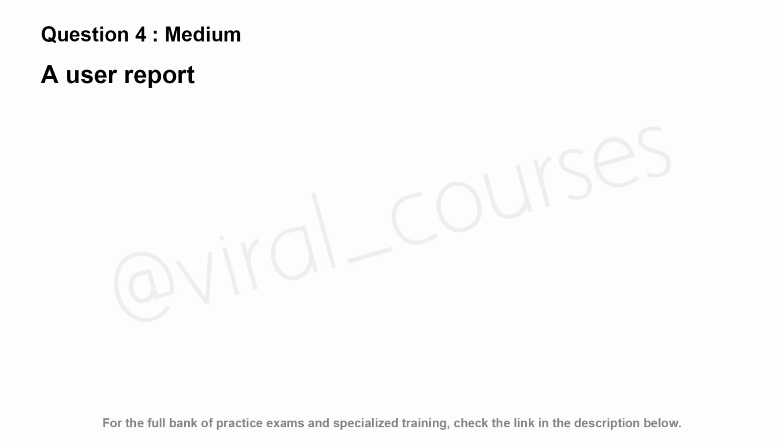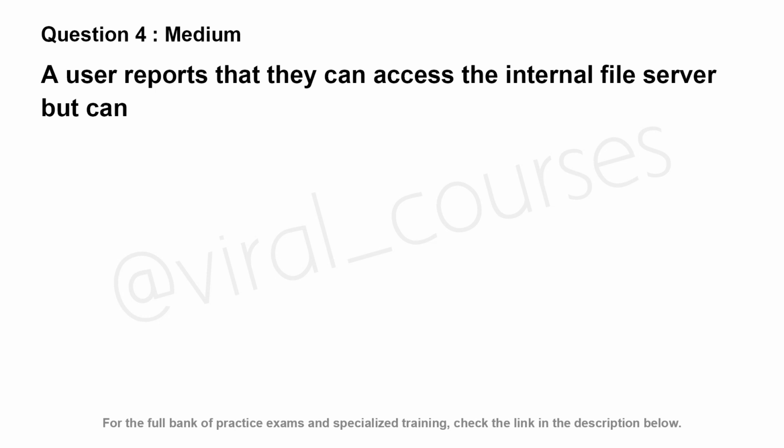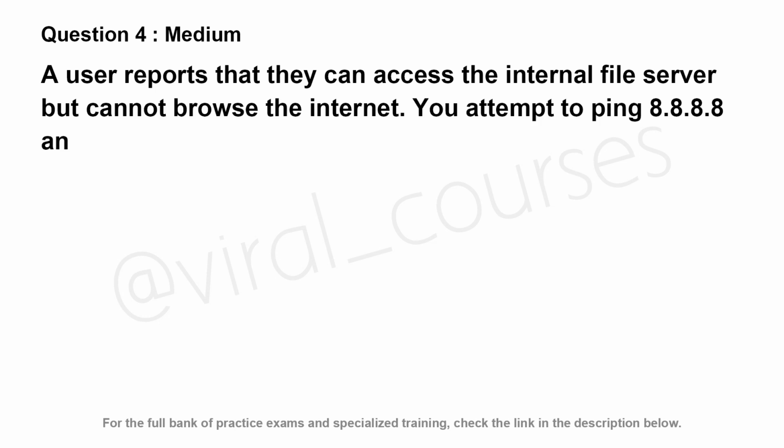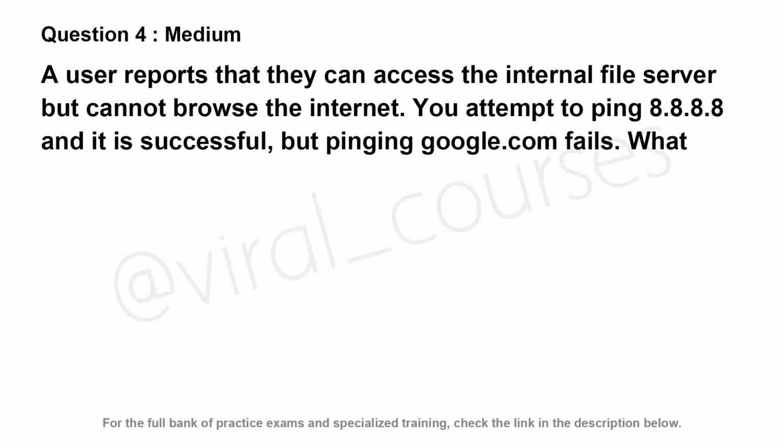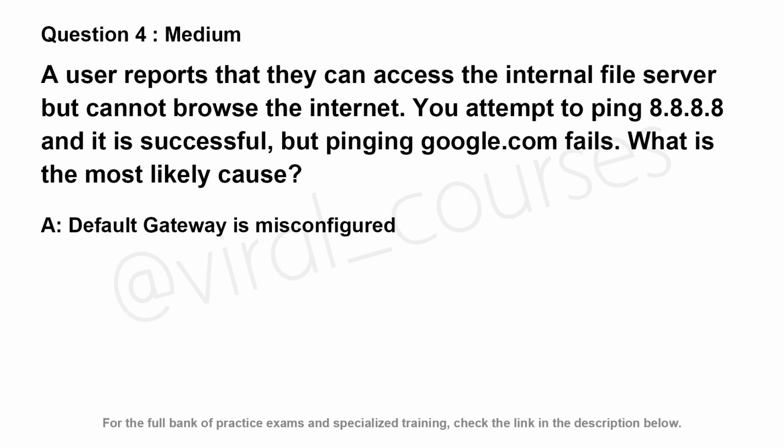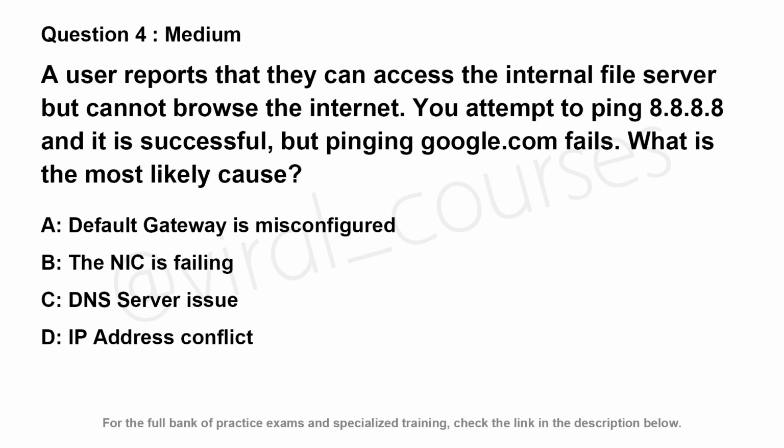A user reports that they can access the internal file server but cannot browse the internet. You attempt to ping 8.8.8.8 and it is successful, but pinging google.com fails. What is the most likely cause? Option A, default gateway is misconfigured. Option B, the NIC is failing. Option C, DNS server issue. Option D, IP address conflict.